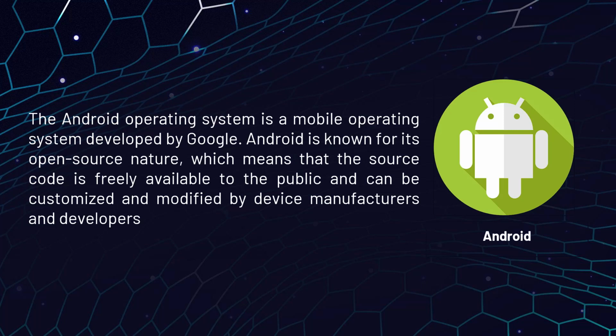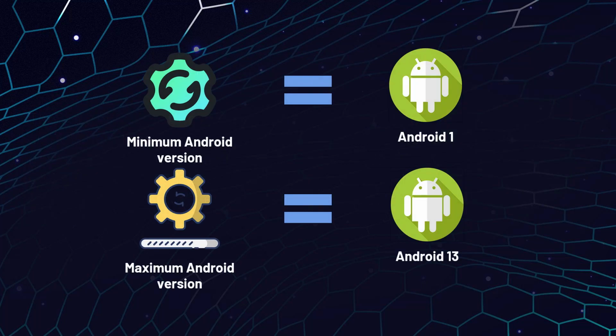Minimum Android version is Android 1.0, released in September 2008. It was the first version of the Android operating system. For 2023, the latest version of Android is Android 13.